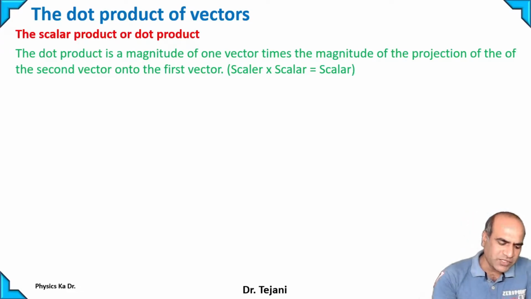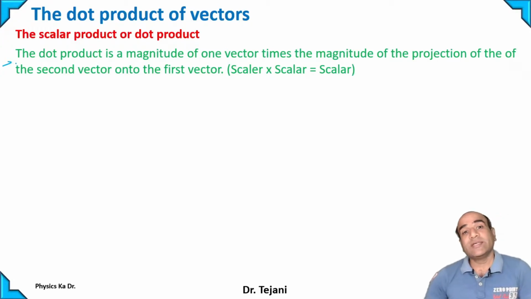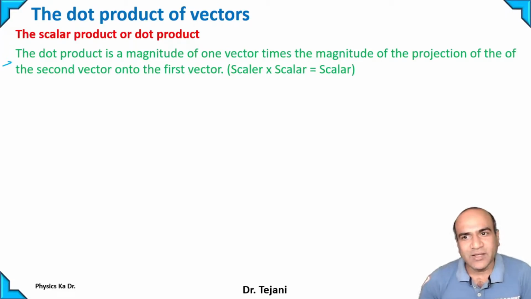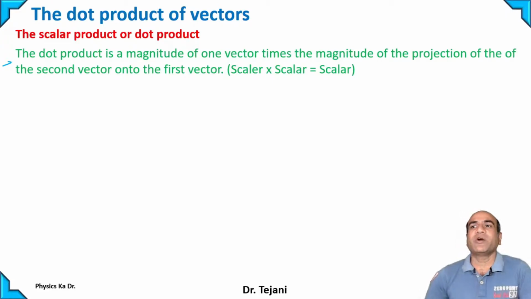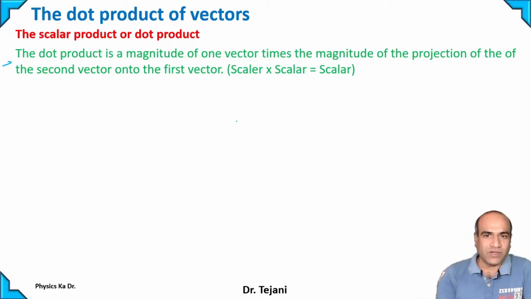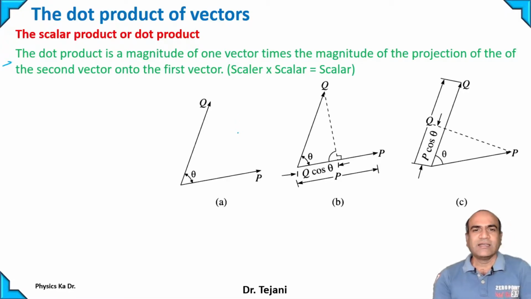So what is mentioned in the definition? The dot product is the magnitude of one vector times the magnitude of the projection of the second vector onto the first vector. So, definition, don't worry about the definition. Let us understand here by taking an example.